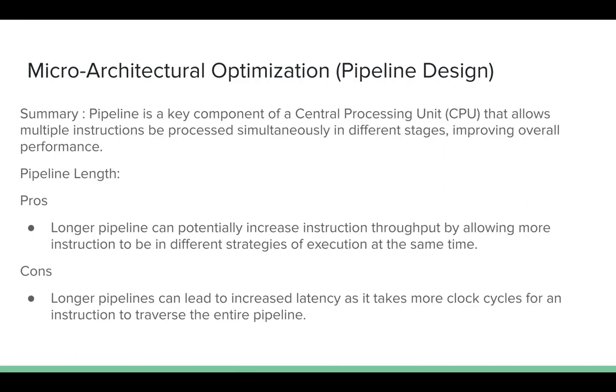One way that we're able to improve is by changing the length of the pipeline. One of the advantages is that if we create a longer pipeline, that can potentially increase instruction throughput by allowing more instructions to be in different stages of execution at the same time. One of the downfalls, though, is that a longer pipeline can also lead to increased latency, as it takes more clock cycles for an instruction to traverse the entire pipeline.